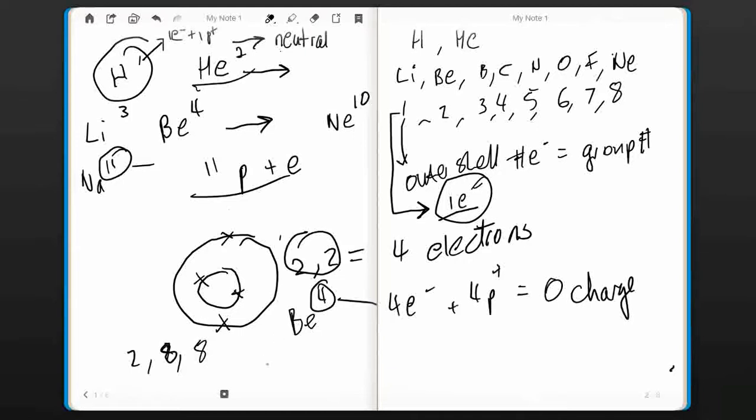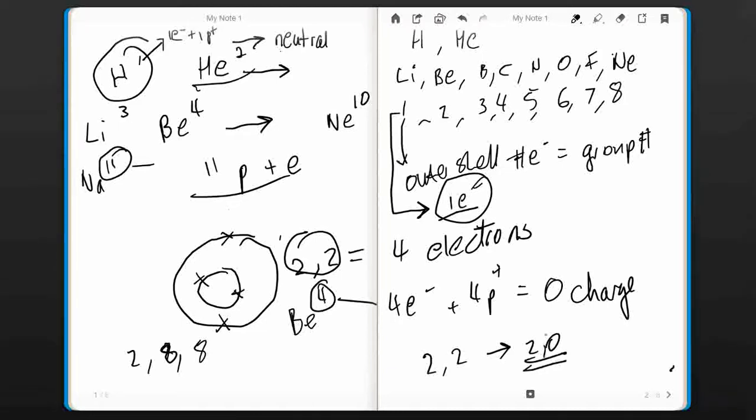So for beryllium, it'll be trying to get rid of those 2 so that it can go from being 2, 2 to 2, 0, a more stable form. Every atom tries to get to a stable form, which is why we would get beryllium 2 plus usually. That's because it would have got rid of these 2 electrons. And if you get rid of 2 minuses, then you're left with 2 plus.